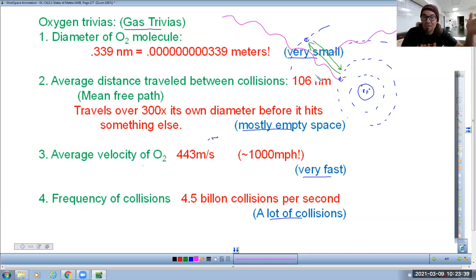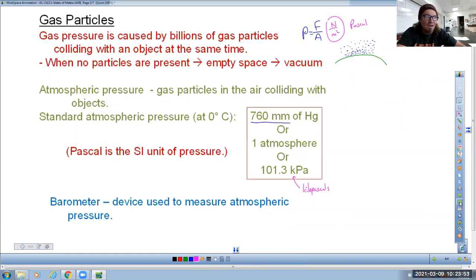Now, is any of this stuff real? I have no idea. All I know is it sure is interesting, isn't it? Isn't it just kind of interesting to learn some of this kind of stuff? Even if you don't have to believe it. It's not going to affect you on your tests or anything, right? But it makes for very interesting science.